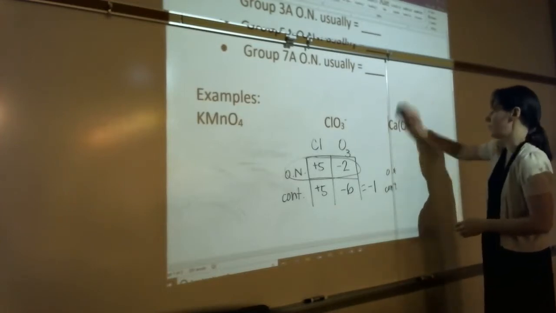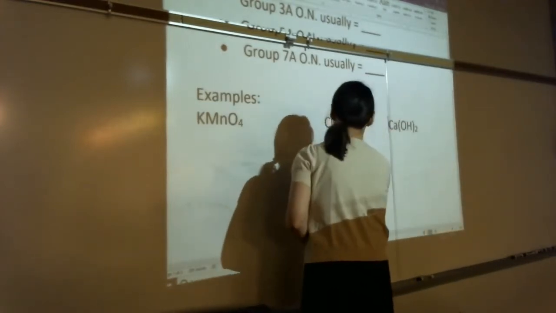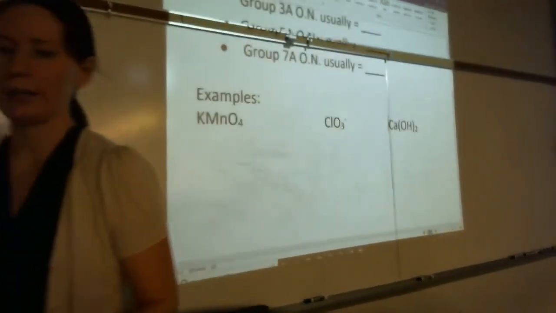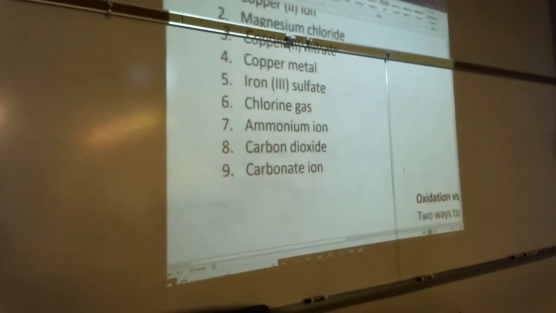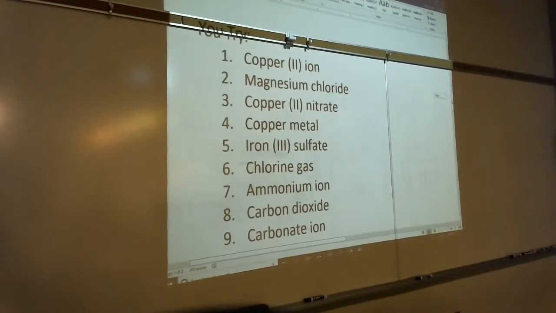Any questions on these 3 examples? Okay, so I've got a few for you to try. I'll pause the recording. Take a minute and try these 9: copper 2 ion, magnesium chloride, copper 2 nitrate, copper metal, iron 3 sulfate, chlorine gas, ammonium ion, carbon dioxide, and carbonate ion. So take a minute, try these problems.